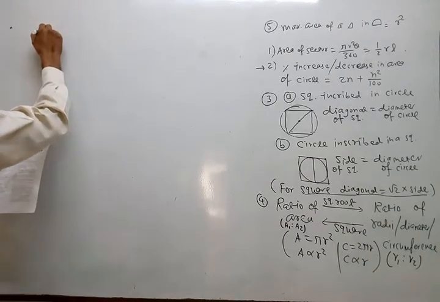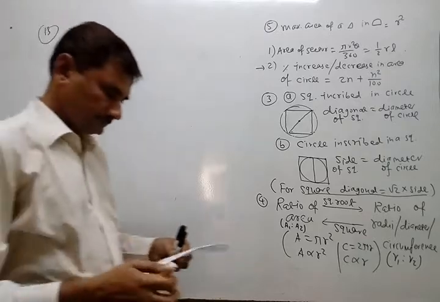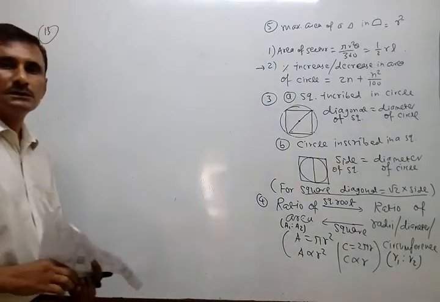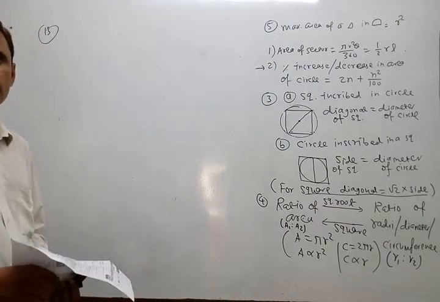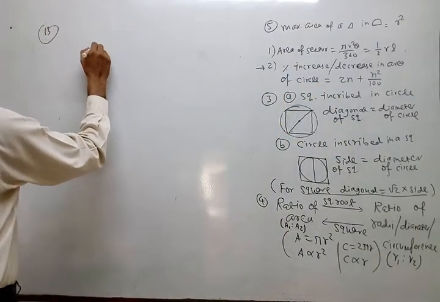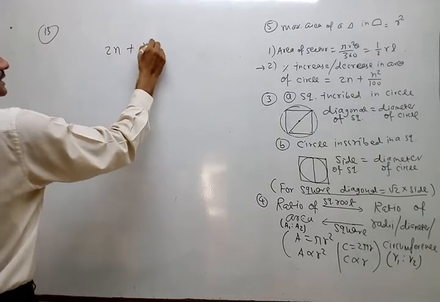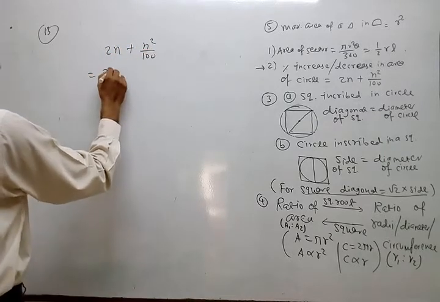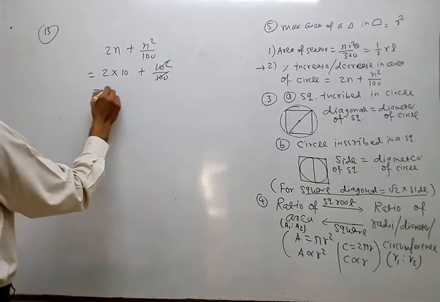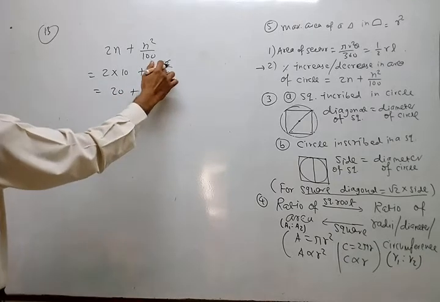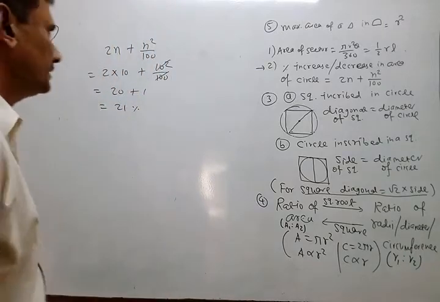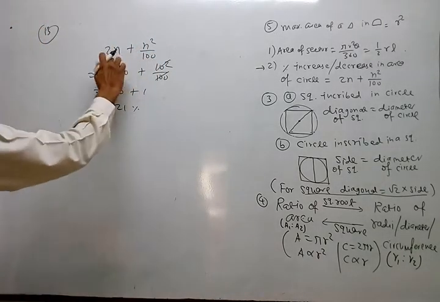So number 13. Use the shortcut because I already solved one sum yesterday, and we prefer this shortcut here. So the answer will be 2n plus n square by 100. Same sum we solved here. So 2 into 10 plus 10 square upon 100. So 10 square upon 100 is 1, so 20 plus 1. Everything got into 1 line. So 21% is the required answer. You understand? So in this type of sum, always use this formula.